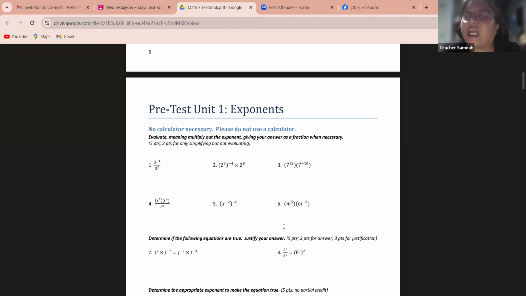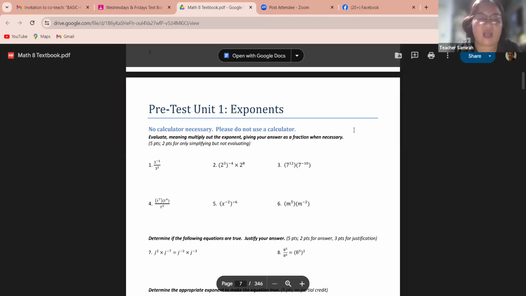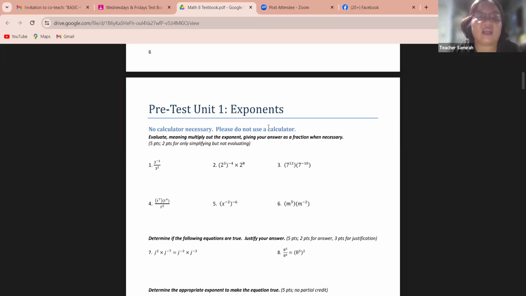Okay, how about number 6? What are you going to do with number 6? They have different signs. Remember, they have different signs. What will happen to this one? Who can answer? Are we going to add? Are we going to subtract? They have the same variable. What will happen?